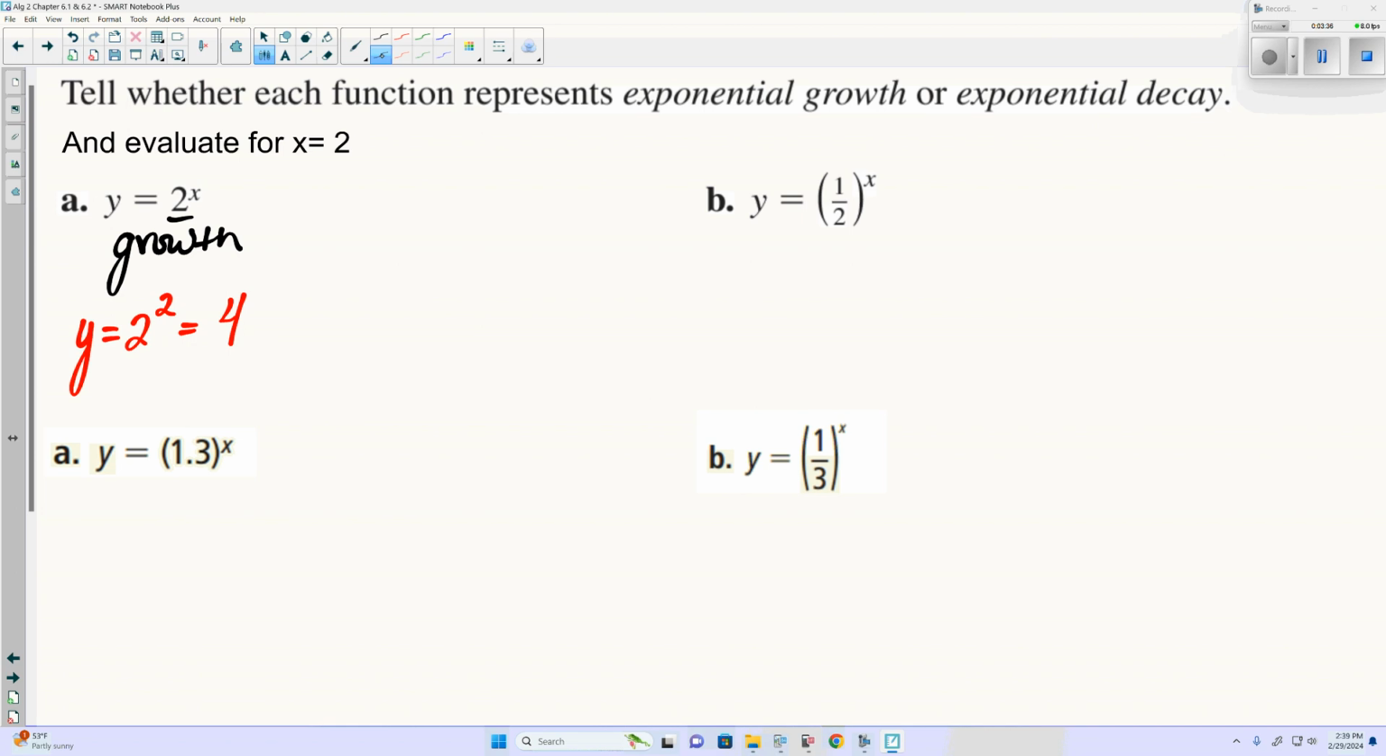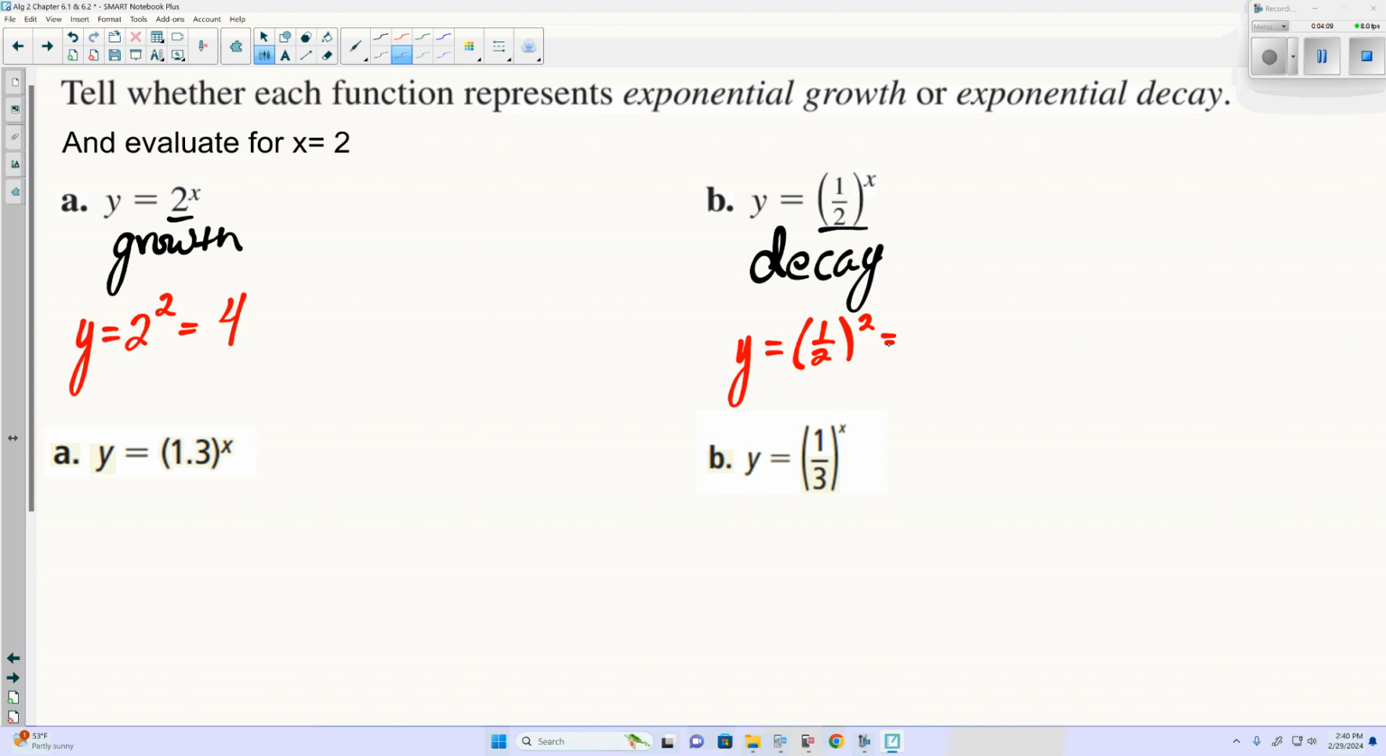Let's look at the next one. y equals 1 over 2 to the x, 1 half to the x. Our base is 1 half. Is this base greater than 1 or between 0 and 1? It's between 0 and 1, yes. So would that be growth or decay? Decay. Yes. Now we want to evaluate this for when x is 2. So we're saying 1 half to the second power.